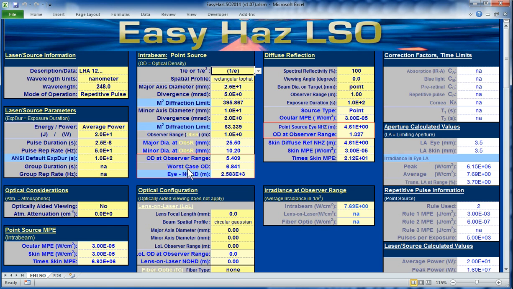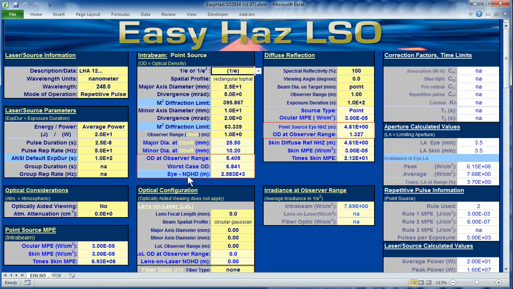Let's take a look and see that this is a pretty serious laser. It represents a tremendous hazard to us. OD, worst case, is 6.8. At the observer range of 1 meter, it's an OD of 5.4, and that's because you've got a much bigger beam than the limiting aperture, which is 3.5 millimeters, so that only 3.7% of the power or energy is passing through the limiting aperture. But still, we have an NOHD of over 2,500 meters, 2.5 kilometers.